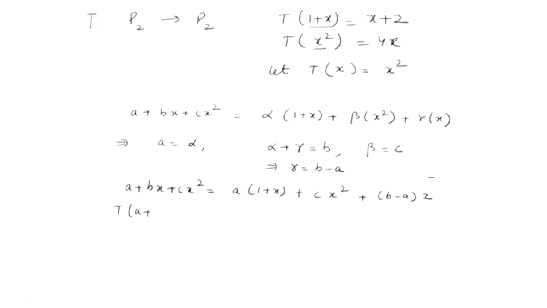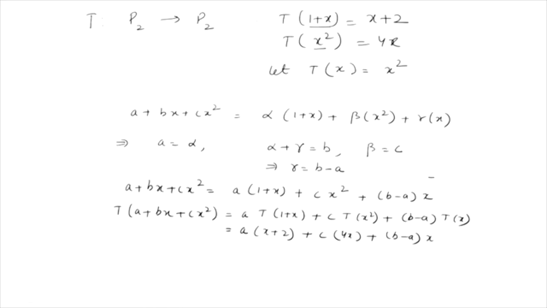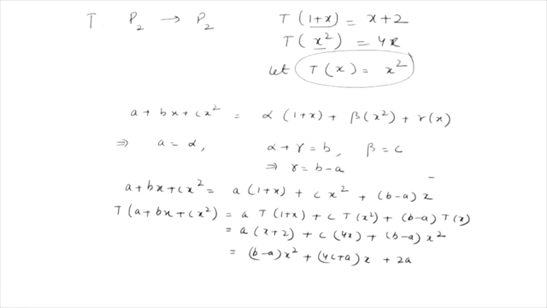Now you take T of A plus Bx plus Cx square. That will be equal to A times T of 1 plus x, plus C times T of x square, plus B minus A times T of x. That will be equal to A times x plus 2, plus C times 4x, plus B minus A times x square. So that will be equal to B minus A times x square, plus 4C plus A times x, plus 2A. So this is the required linear transformation, one such linear transformation. There are infinite ways to consider the third expression, so there are infinite linear transformations of such type, but one such linear transformation is this.